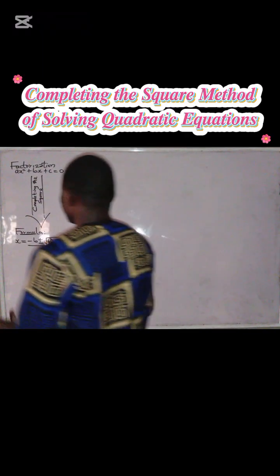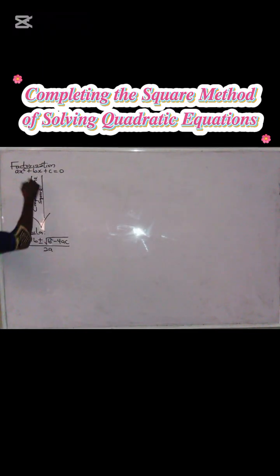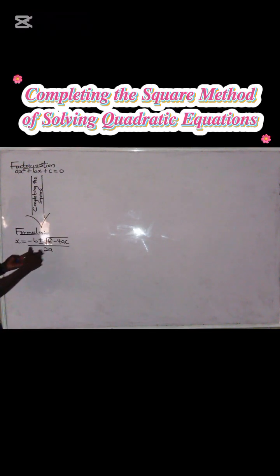We want to transform this factorization into the formula method. So this is the factorization equation here, and the formula equation is used to find the value of x. The process of transforming factorization into the formula is called completing the square, right? So let's go through the process now.